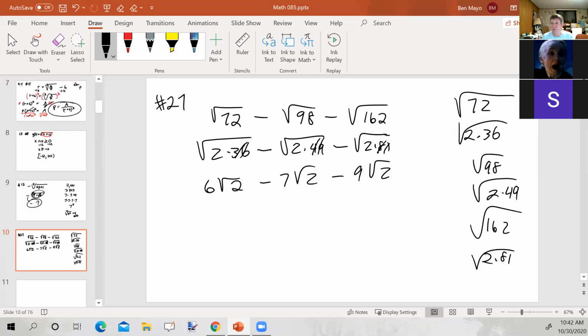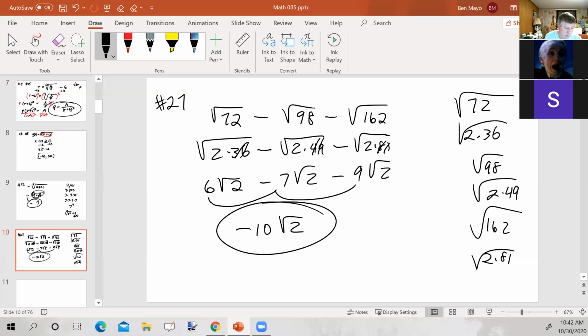So all 3 of them are like radicals. They all have the same radical part, and that is the square root of 2. 6 of them minus 7 of them would be negative 1 of them. Minus 9 more of them would be negative 10 square roots of 2.